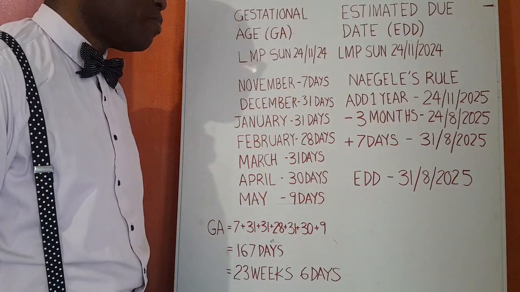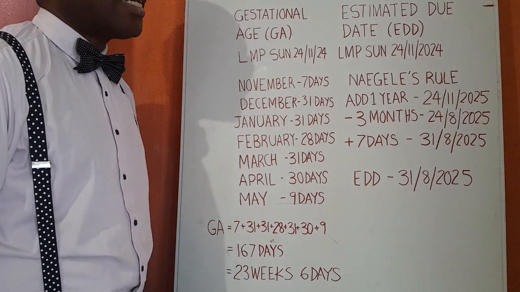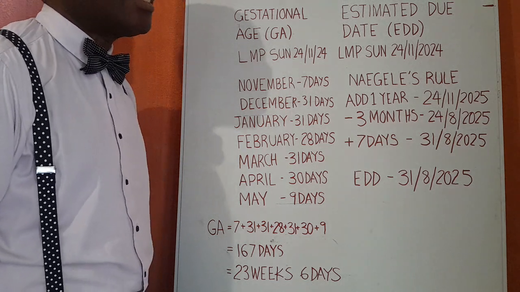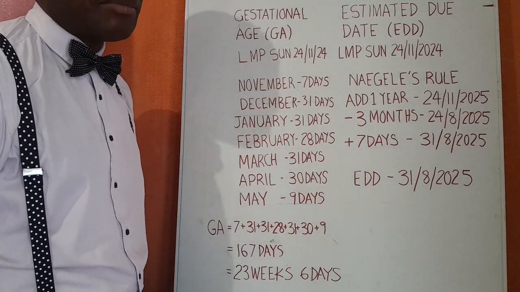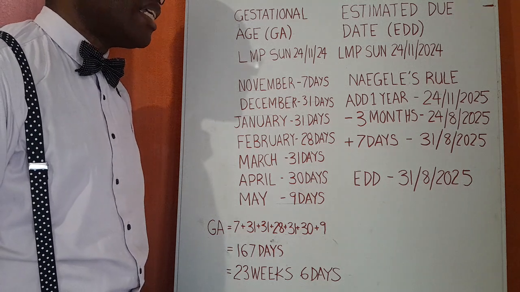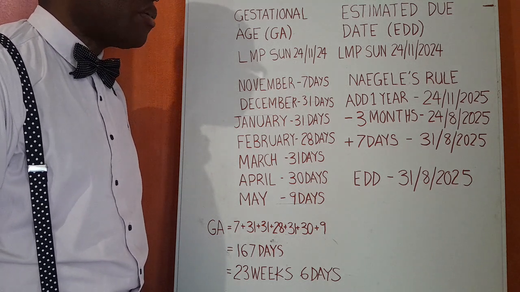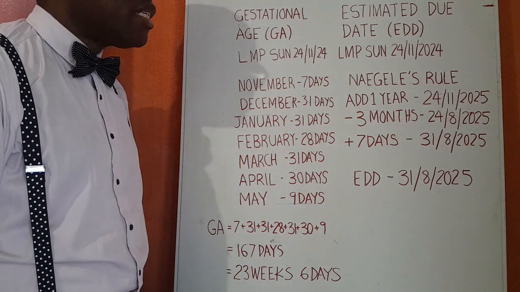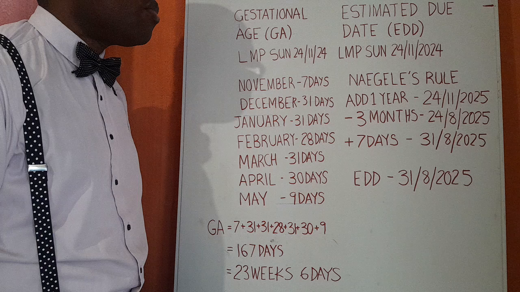Also, you can calculate the estimated due date by using the scan, and it is very reliable when you do it anything between the 7th and the 13th week. When you do it early enough, you can calculate it. Then you can also calculate it using something we call the pregnancy wheel, or the estimated due date wheel.